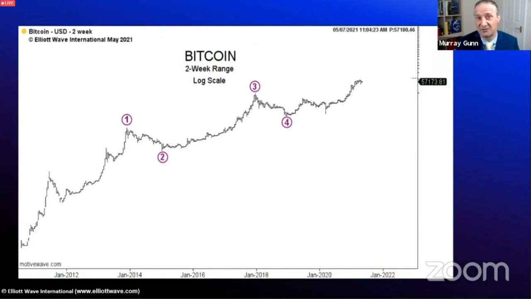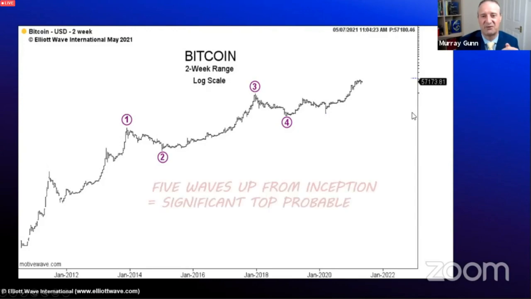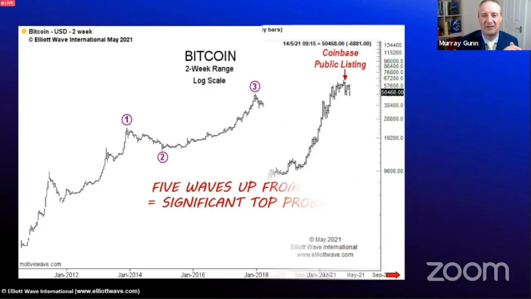Now, the currency that everyone's interested in at the moment, obviously, is Bitcoin. This is what we see in Bitcoin from its inception. It's in a fifth wave. It's in what we think is a primary degree fifth wave. So it's ready to top out at any time. So we're keeping a really close eye on the short-term developments in Bitcoin, because it's in this primary degree fifth wave.